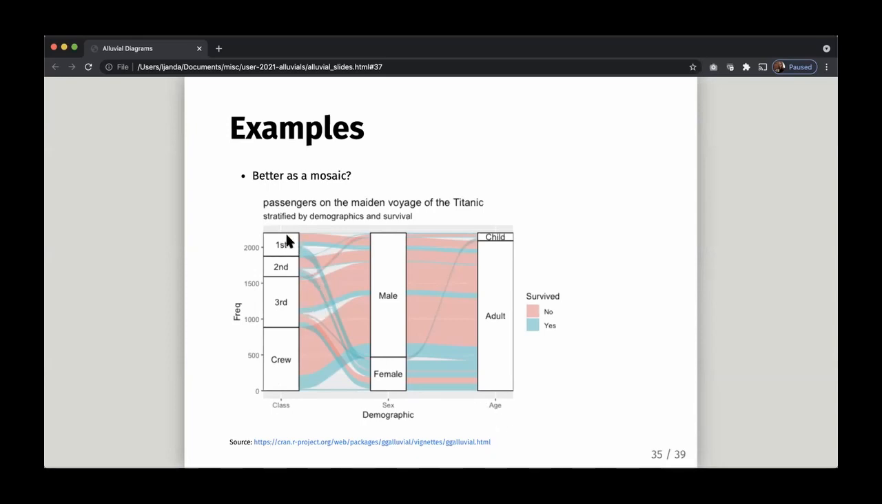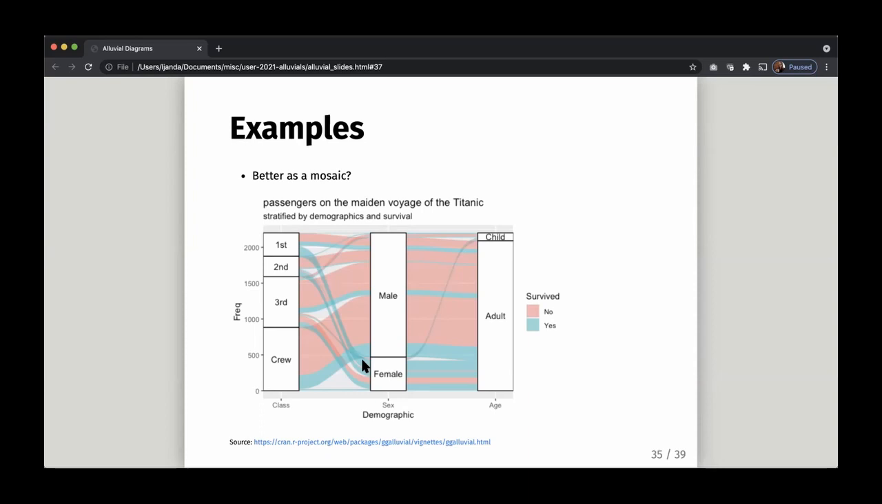And these are just flows. So really we just see from first class how many that survived were male or female. But you can't really follow that across to child or adult. I think this would probably work better actually as a mosaic where you'd see performance in relationship with one another. So I would suggest that.